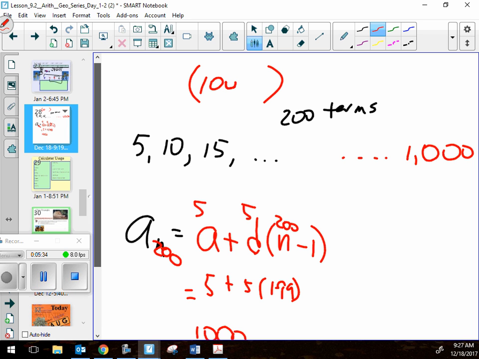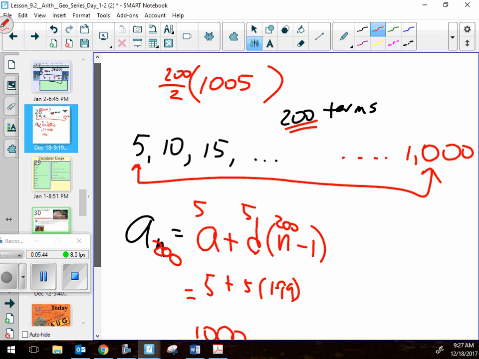So 1,005, which is this one plus this one, times how many did we have? We had 200 terms. And so we say 200 divided by 2. Why? Because we're doing sets of 2, right? So this half of the group is how many groups we'd have, or half of the total. So then 100 times that adds another 0, 10050. Raise your hand if you had that one right.